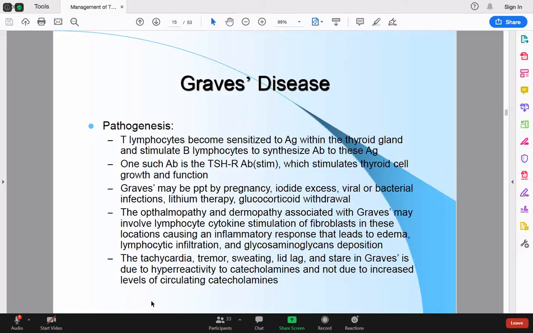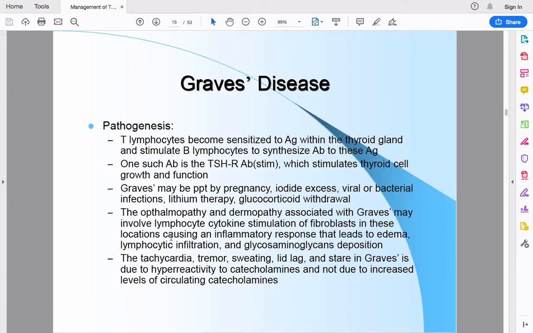Pathogenesis. You took it last year, but please focus on antibodies again. So this is the TSH receptor antibody. This is the stimulus. This antibody goes to the thyroid gland and asks it to release more hormones. This antibody resembles the TSH released by the pituitary, fooling the thyroid gland into releasing more hormones.